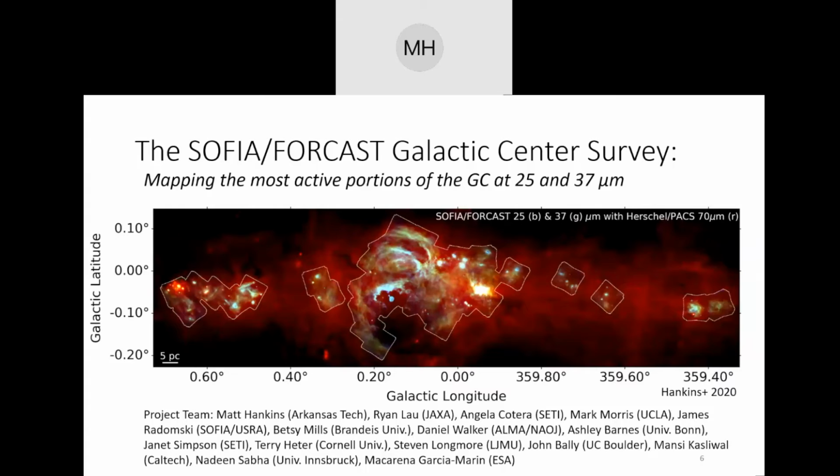This is the inner, about 200 parsecs of our galaxy that we're looking at here. This is a three-color map that's a combination of the SOFIA FORCAST 25 micron filter in blue, the 37 micron filter in green, and then the Herschel 70 micron filter as the background. And this was one of the first SOFIA legacy programs that was carried out. I think it was the first that was completed in terms of the observations, back in cycle 7. And so you can see the outline of the survey that we did.